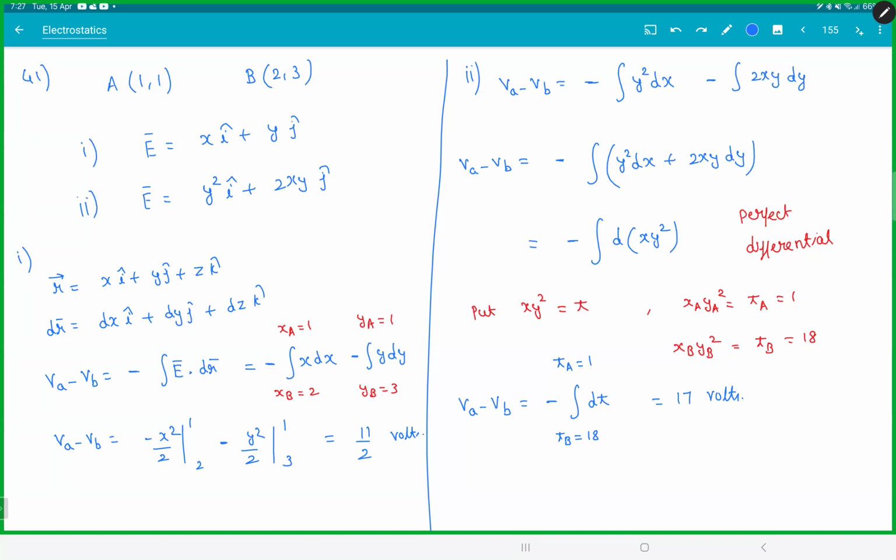Is this clear, everyone? Let's see one more. Any doubts on this? You should definitely check out the work power energy chapter. We have more examples of perfect differentials there. That will help you a lot.